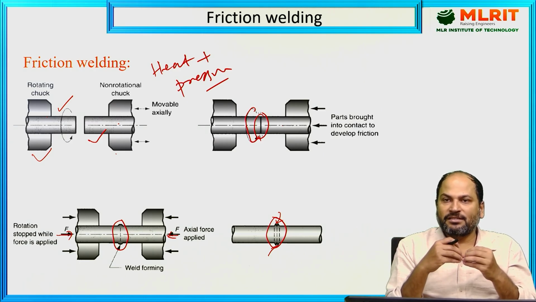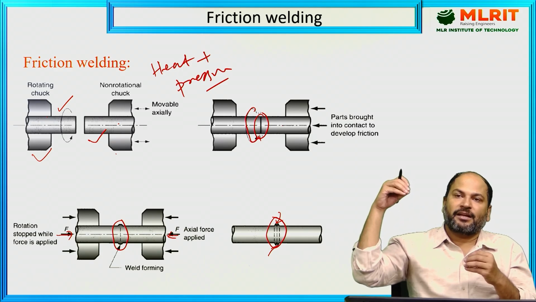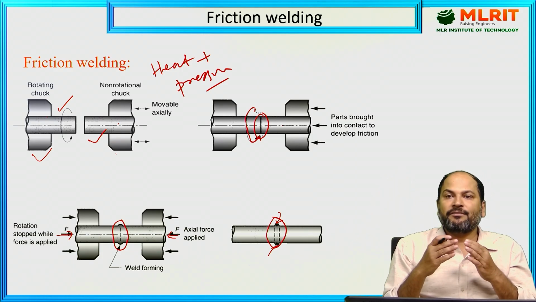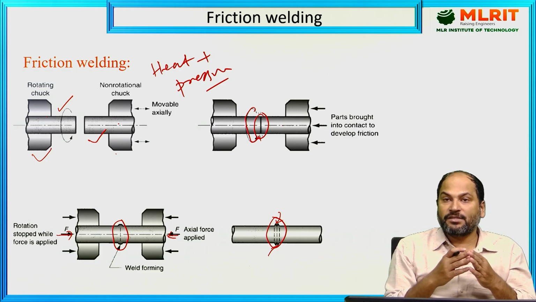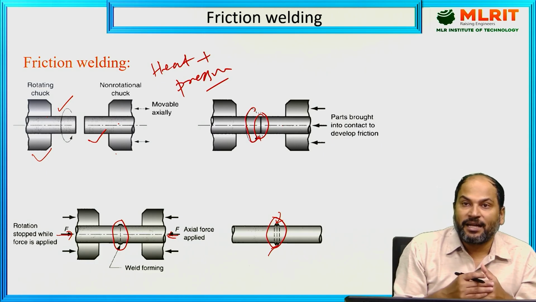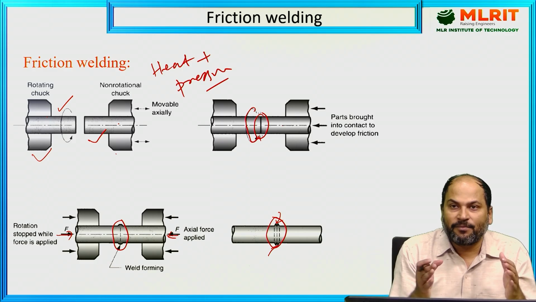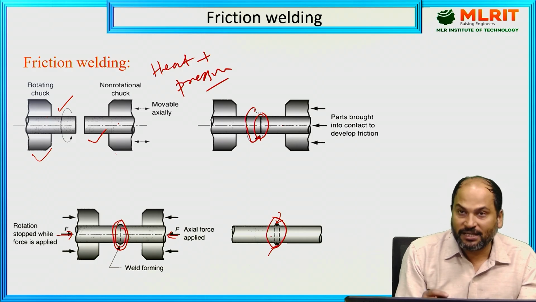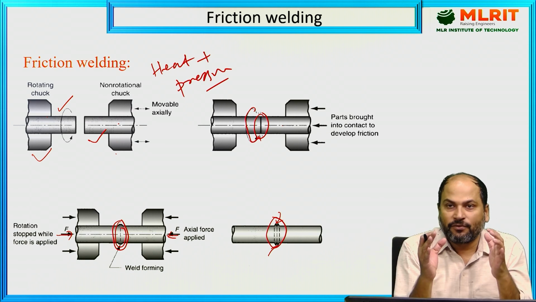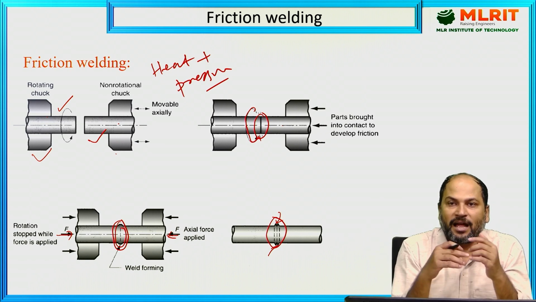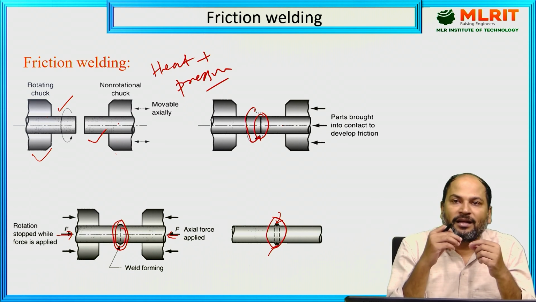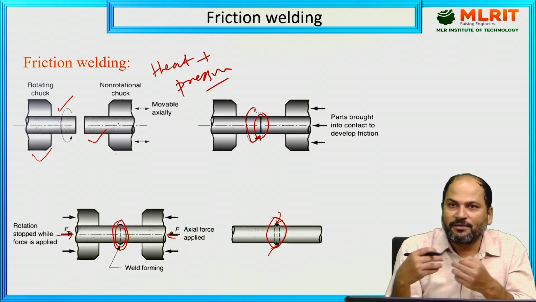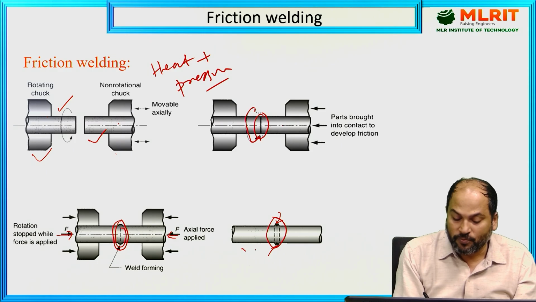Once that heat goes beyond the recrystallization temperature of the material, the material will start to flow over there. Flow means it will be in a plastic state, and then we apply pressure from both sides, and they will join at this section. Because of this force, as the material is flowing, a little bit of material will come out in the form of flash on the surface, which we will trim and take out. So finally these two parts will be joined together.